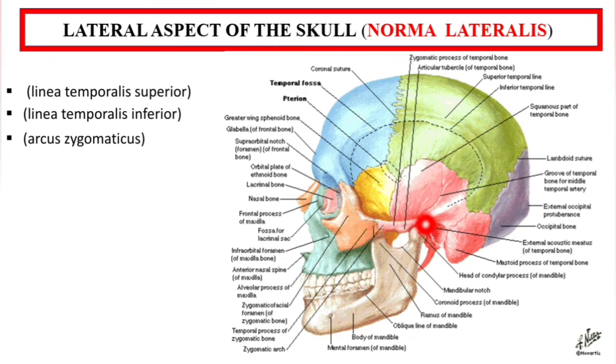So this is very important because you have a border which separates the temporal fossa, fossa temporalis, and the infratemporal fossa, fossa infratemporalis. Where is the border exactly, right? The lower margin of this arch is the actual border which separates the superior part, which will be the fossa temporalis, and the inferior part, which will be the fossa infratemporalis, right?